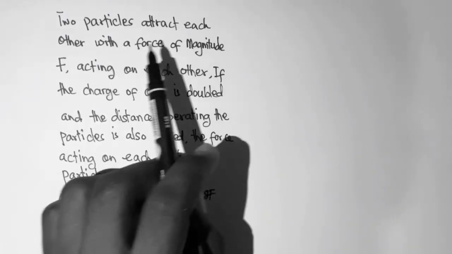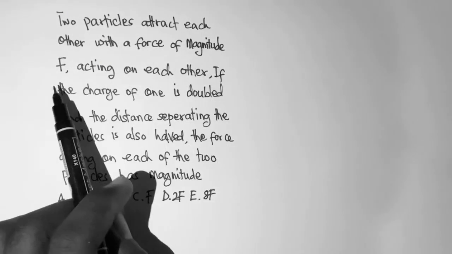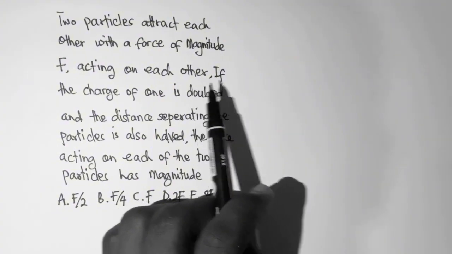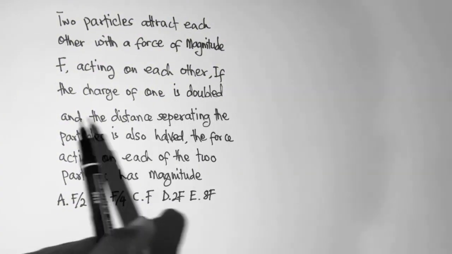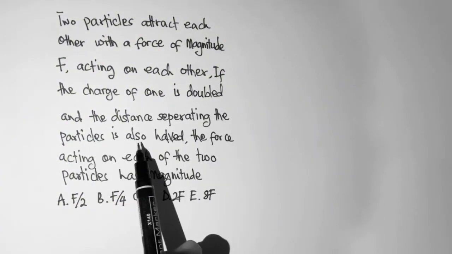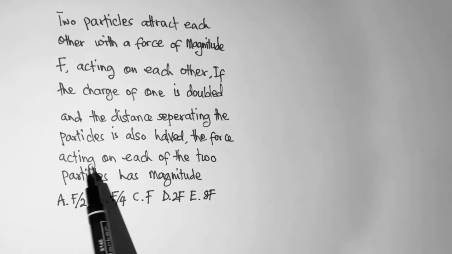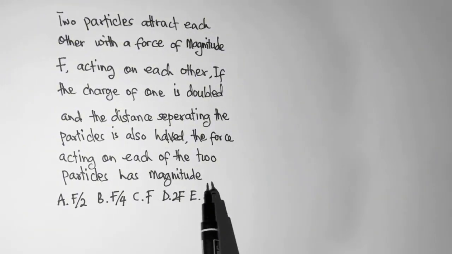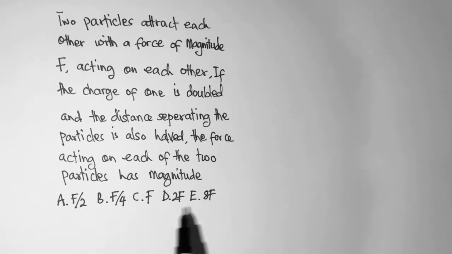Two particles attract each other with a force of magnitude F acting on each other. If the charge of one is doubled and the distance separating the particles is halved, the force acting on each of the two particles has magnitude: then they've given us all the possible answers. That is A, F over 2, B, F over 4, C, F, D, 2F, and E, 8F.